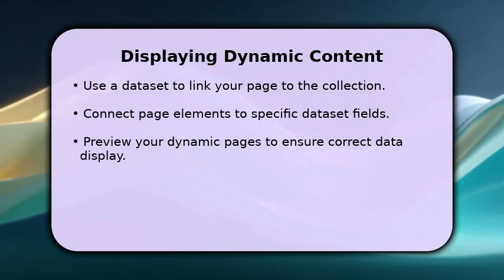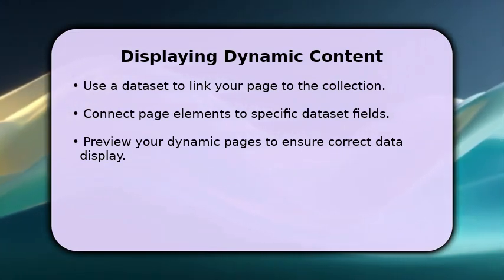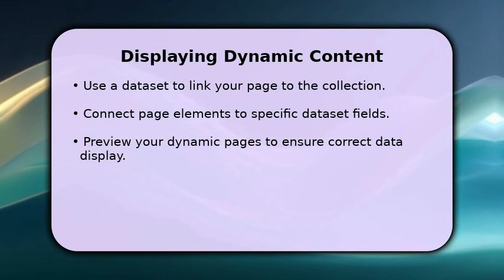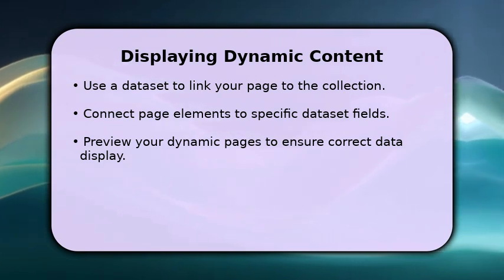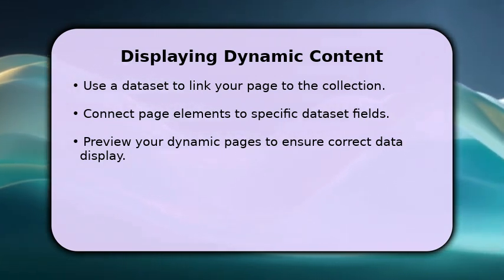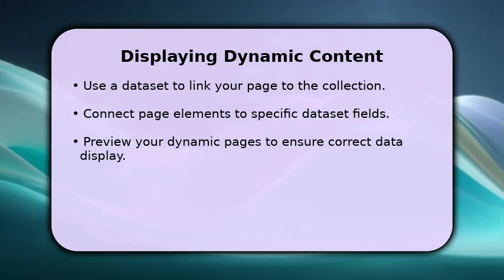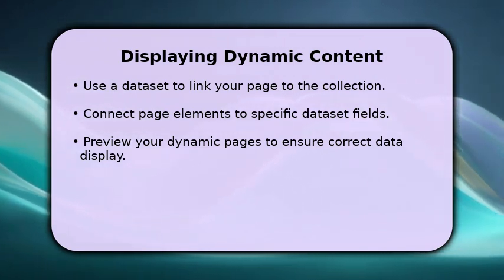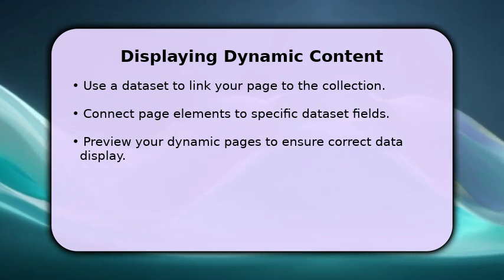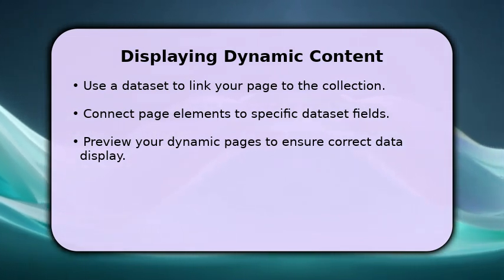To display your content, you'll use a dataset on your dynamic page. This dataset acts as the bridge, linking your page elements to the database collection. Connect each element, for instance, an image element to your product image field. After connecting everything, preview your site to see how each item's unique content populates the single page layout.